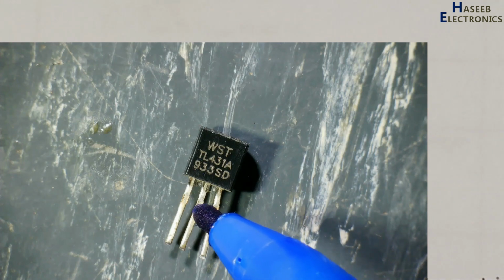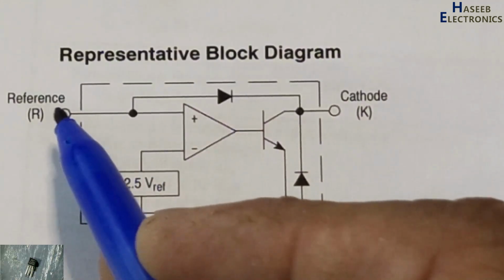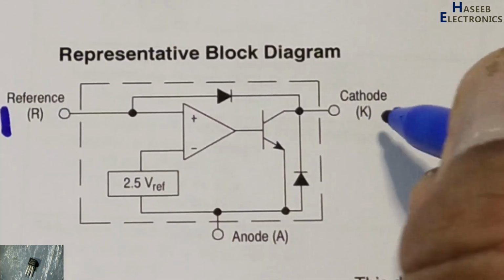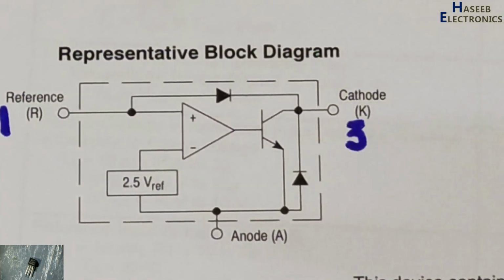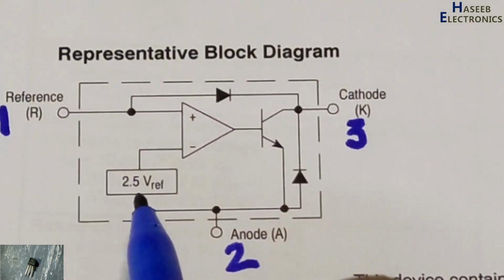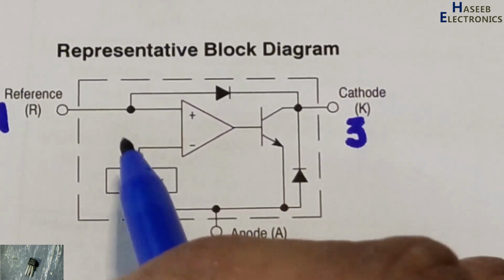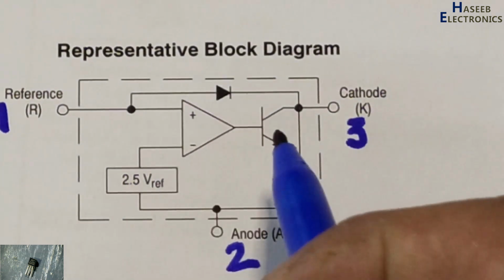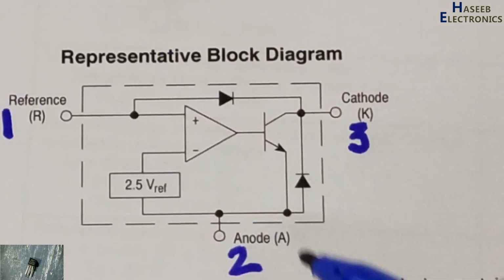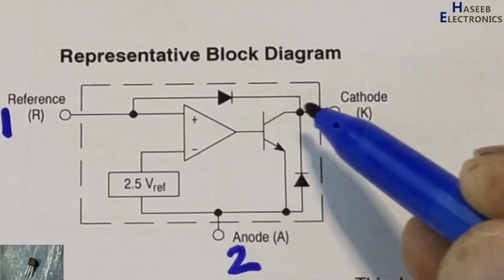Reference, anode, cathode, 1, 2, 3. This is pin number 1. This is pin number 3. This is pin number 2. When we apply slightly higher voltage to this reference pin, there will be a difference. At that time it will turn on this transistor, it will drive the base. When base current flows, it will allow collector current.